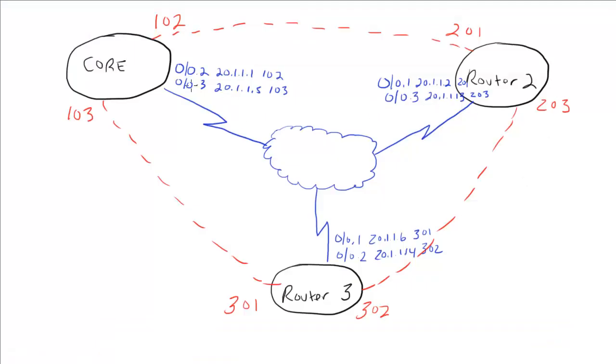So this is what we just finished setting up. Subinterface 0/0.2 with this IP address on DLCI 102, which from the perspective of the core router is its way to get to router 2. And this other subinterface down here is 0/0.3 with an IP address of 20.1.1.5 on DLCI 103. That's how core is going to get to router 3. So since each of these routers in our topology has two PVCs, then each router is going to have two subinterfaces, one for each of the PVCs that it has.